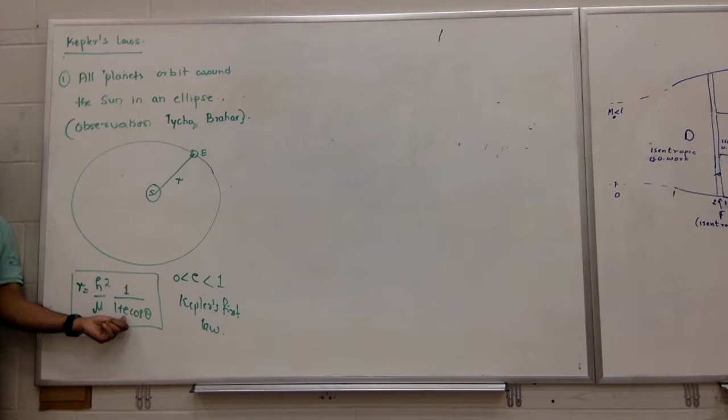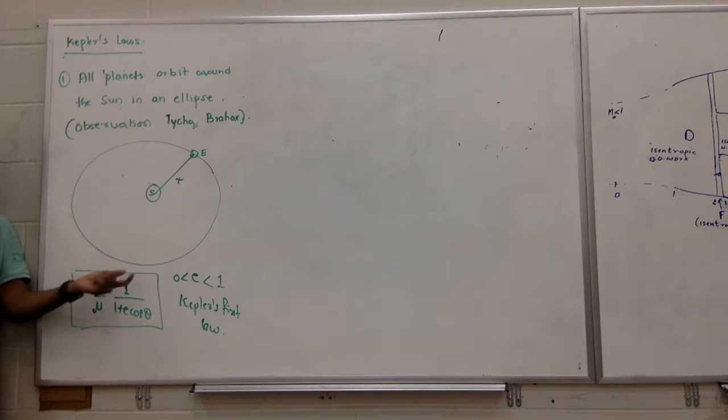Okay. Zero is what? Circle. So between 0 and 1, greater than 0 and less than 1, ellipse. 1, parabolic.